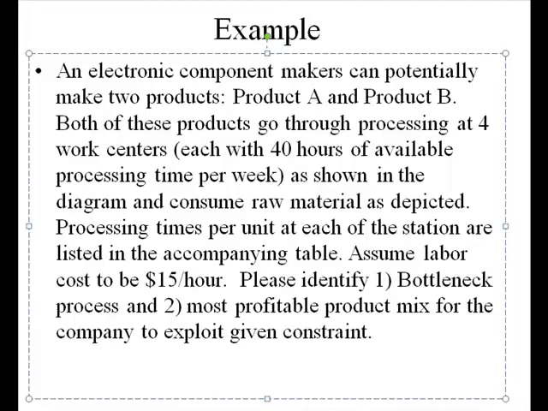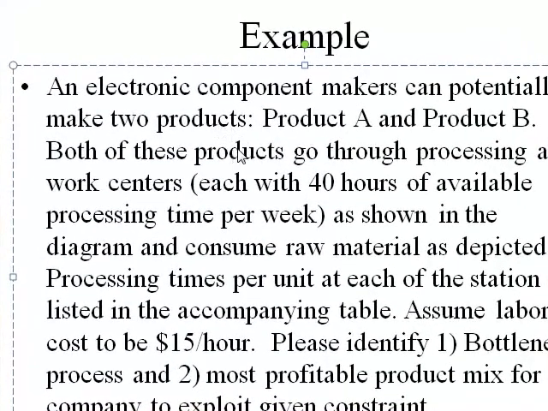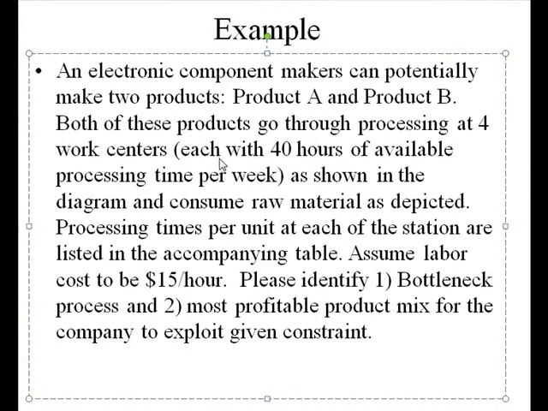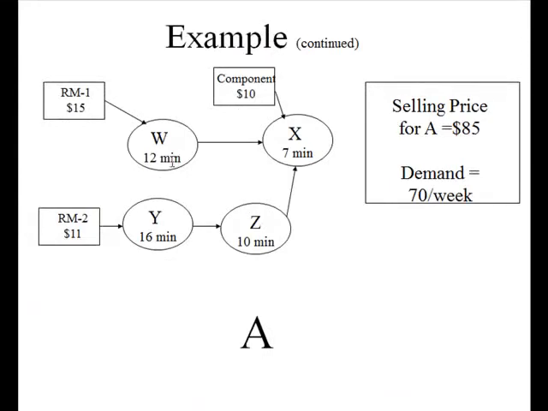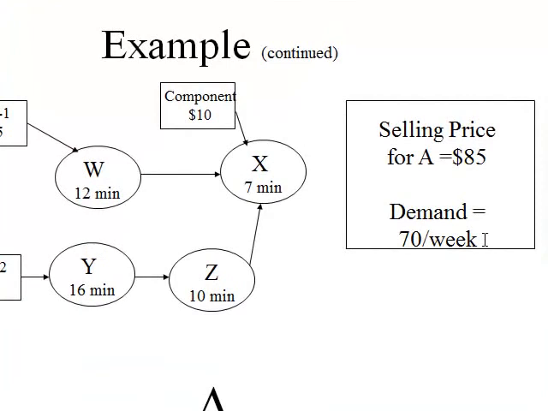Resource usage can affect our decision. Just in case you have forgotten, this is the problem. We are making two products requiring operation at 4 different machines or processes, and we have 40 hours of processing time available per week. Process A required 12 minutes, 7 minutes, 16 minutes, and 10 minutes per unit at W, X, Y, and Z, and required 3 components, so 15 plus 11 plus 10, which add up to $36. Selling price is given to you as $85 and demand per week is 70.